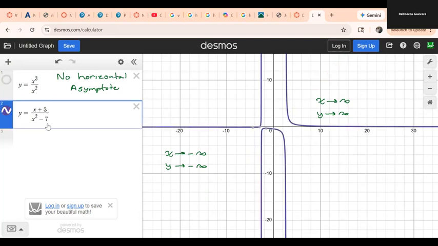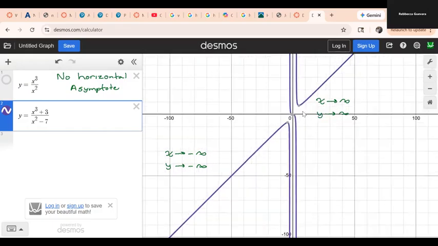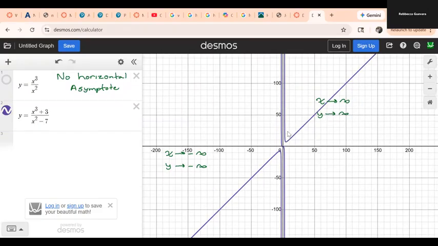If I have something like x cubed plus 3 over x squared minus 7, we're going to see something very similar. We see the same thing here. There's a little wiggle, but in the long run, as my x values start growing, you see y values are growing as well. As x goes to infinity, y goes to infinity. As my x values go to negative infinity, we see my y values are also heading towards negative infinity.